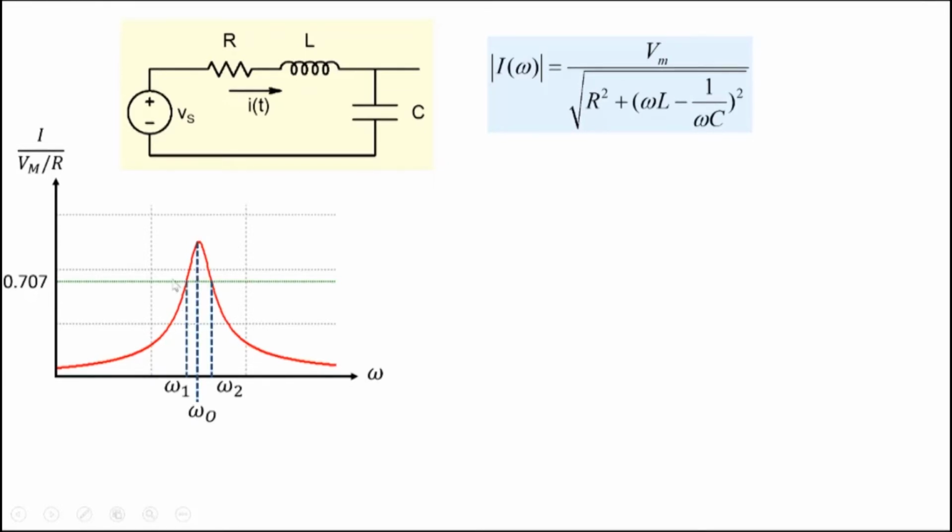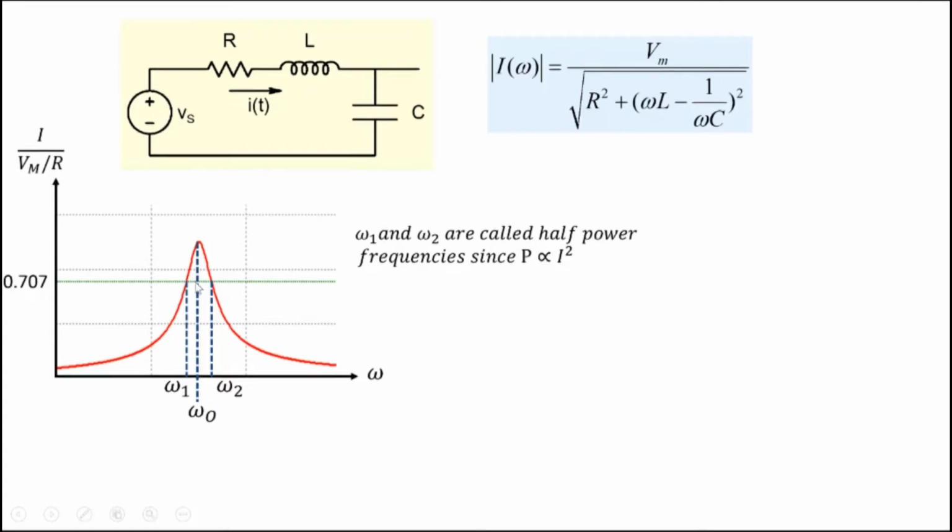And let's look at a point where the current falls to 1 over root 2, which is 0.707. The reason for 1 over root 2 is that power is the square of the current, and therefore these are also called half power frequencies. So if we look at the power dissipated in resistor R, if power is 100% at resonance, then power at these particular points would be 50% here and 50% here, because the magnitude of the current falls to 1 over root 2 and power falls to half of that.